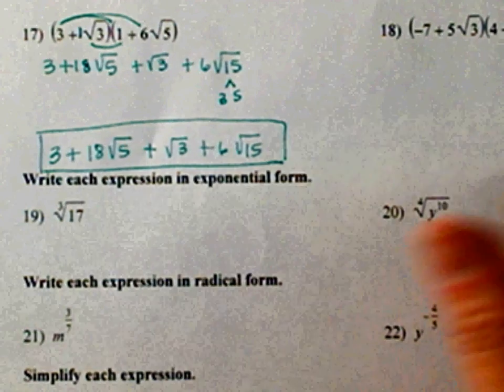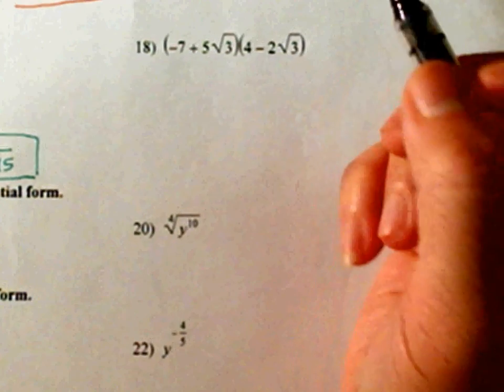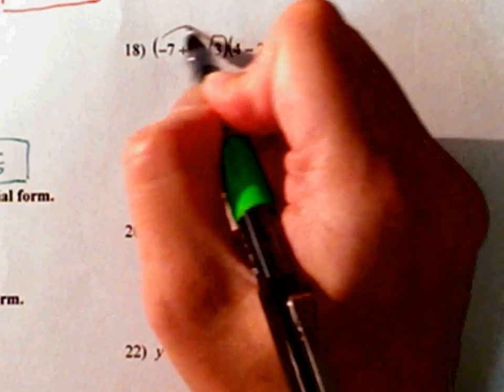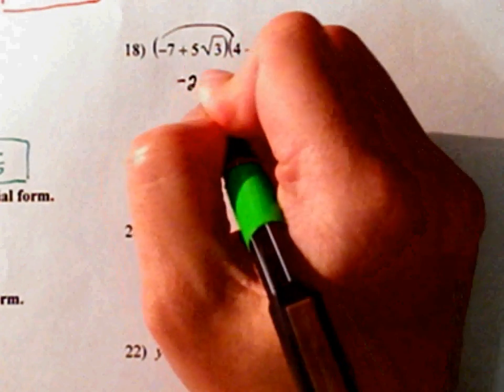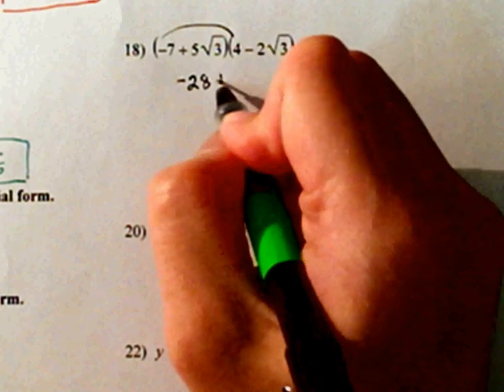Number 18. Same thing. You're going to multiply. Negative 7 times 4 is negative 28. Negative 7 times negative 2 is positive 14. Carry over your square roots of 3.